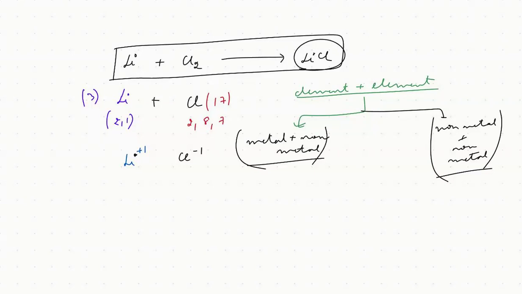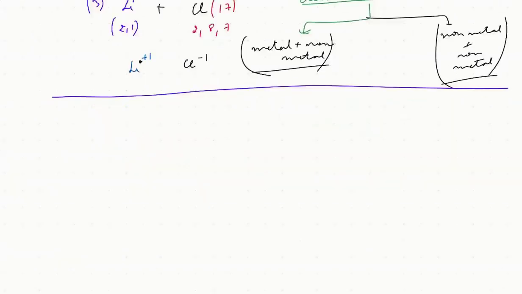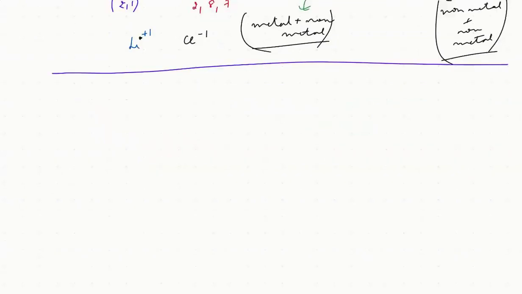Okay. Now just see. When you're talking about this part, what is going to happen? Right. So this is the part. Now, what is going to happen here? Just see. We will have Li plus and we would have Cl negative one. Any doubts in this?